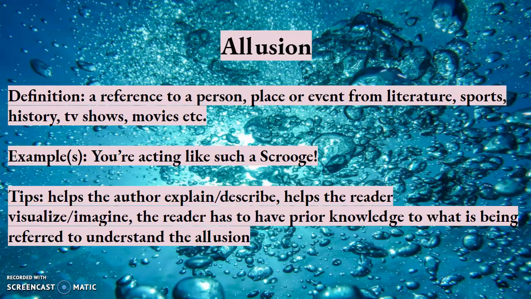Some tips for the allusion are, it helps the author explain and describe. So the author is describing a person acting like a Scrooge here, and it helps the reader visualize and imagine. So the reader can visualize someone acting like a Scrooge here. And the reader has to have prior knowledge of what is being referred to in order to understand the allusion. So I'm pretty sure this is from A Christmas Carol. And you have to know what A Christmas Carol is about to understand what a Scrooge is.